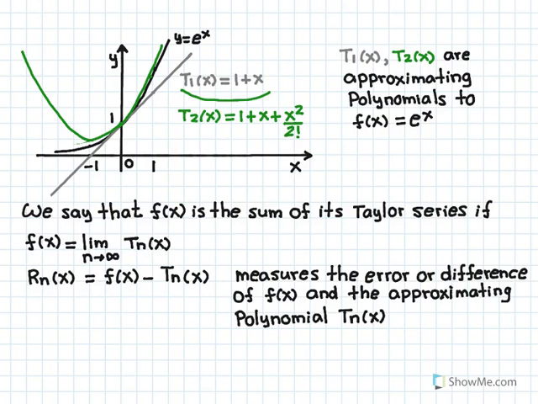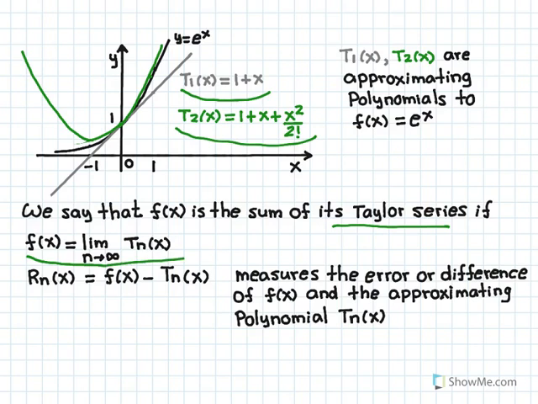If you look at T2 of x, this is a quadratic polynomial, and the green curve follows e to the x much more closely, so it's a better approximation. Similarly, if we were to plot T3 of x, a cubic polynomial, T4 of x, T5 of x, we get a better approximation. That means we will follow the curve e to the x more closely. So we say that a function f of x is the sum of its Taylor series if f of x is equal to the limit as n approaches infinity of Tn of x.